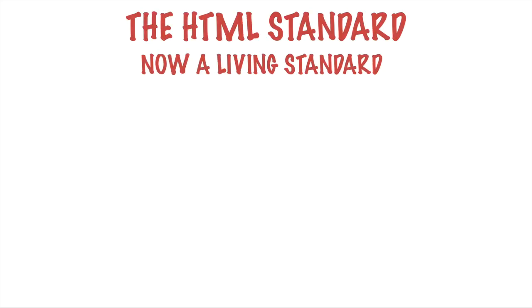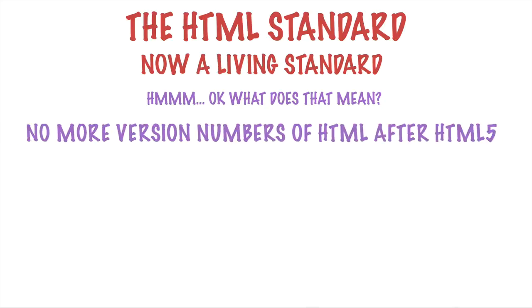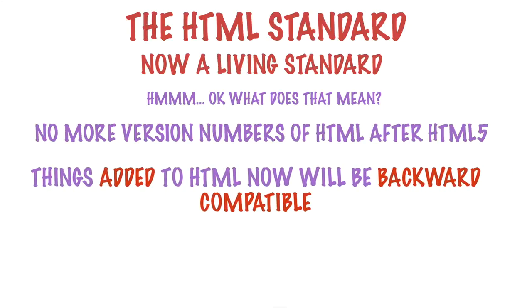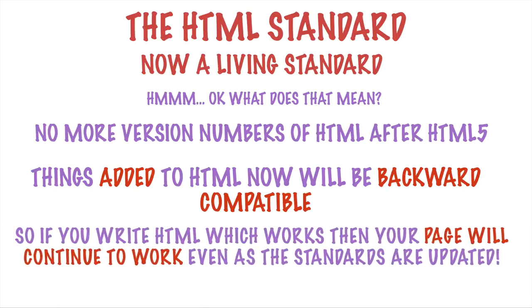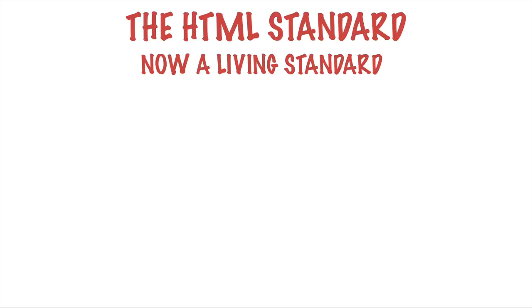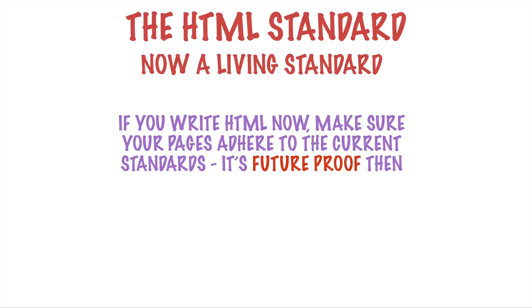And you'll be forgiven for asking, what exactly does that mean and what are its implications for me as an HTML programmer? Really, all that this means is that there are no more version numbers of HTML after HTML5, and all features that will be added to HTML going forward must be backward compatible. So now you at least have the assurance that if you write HTML which works, it will continue to work. And that's actually quite a big deal because it was not the case in the past.